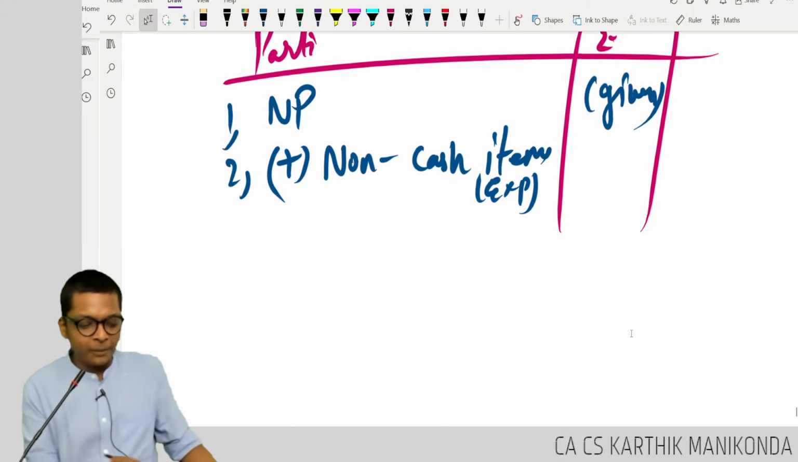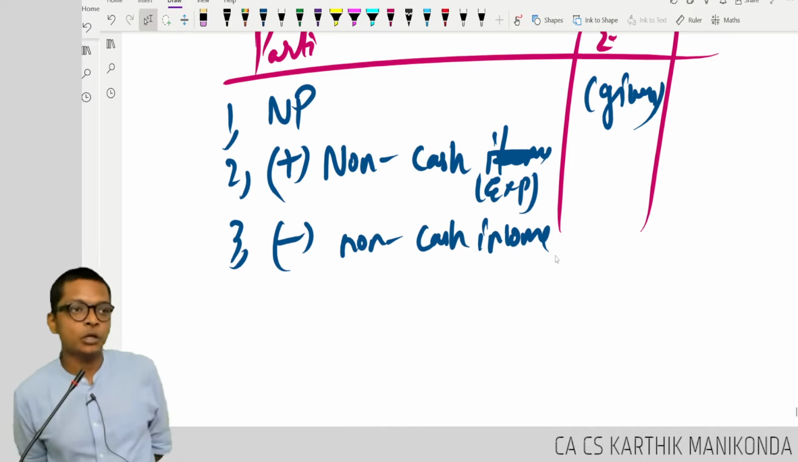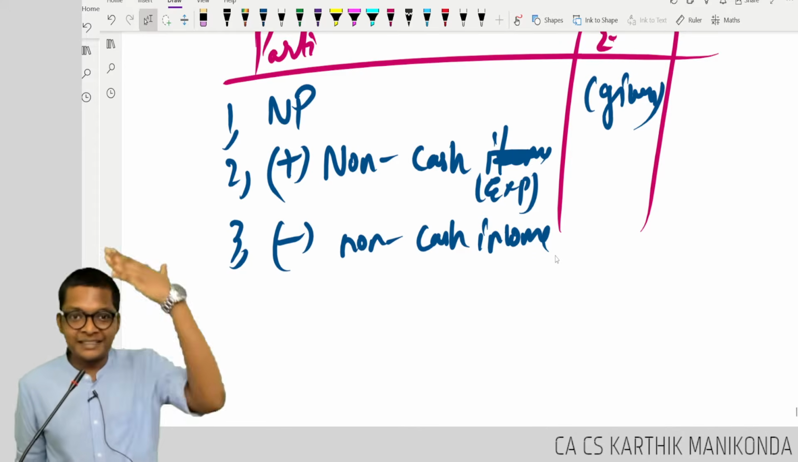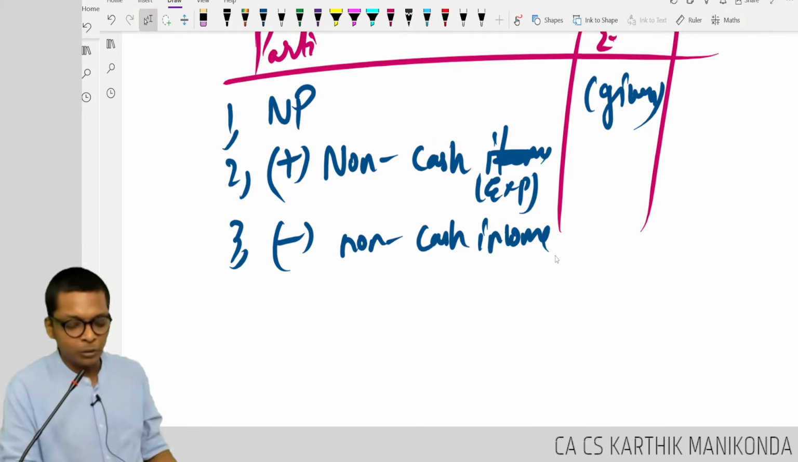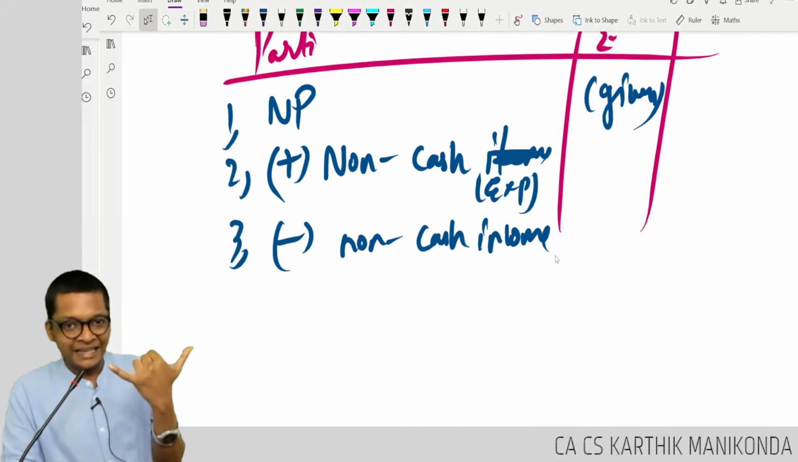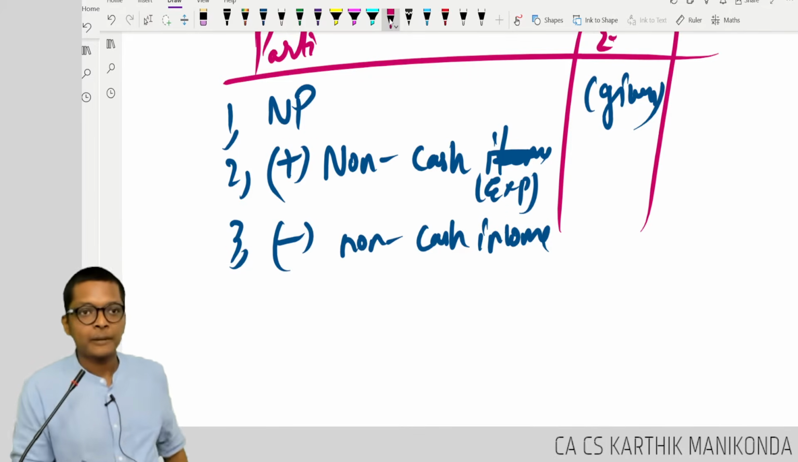So that means in the format I can write: add back non-cash expense and minus non-cash income. Makes sense now? See, the format is a template. I don't want you to mug up. I'm trying to tell you the logic, guys. So add back non-cash expense, minus non-cash income.